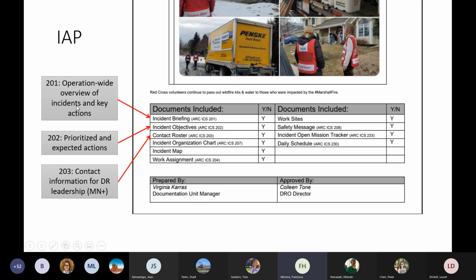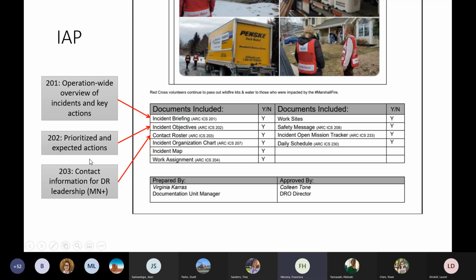The very first document you encounter in the incident action plan, this is a modification from standard ICS practice. It includes a 201, which typically is an initial incident briefing document, but has been adopted by the Red Cross to be sort of the operational wide overview of the incident and key actions. You're more likely to pay attention to this 201 document at the very start of an incident, when you're trying to get your bearings, trying to understand what's happened and what the nature of the situation is.